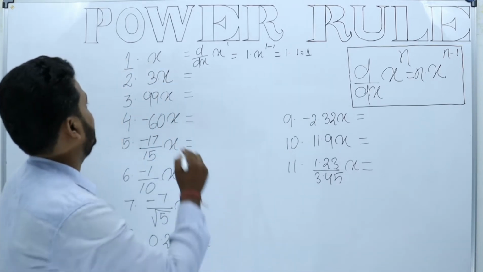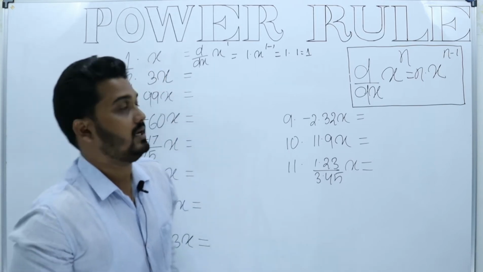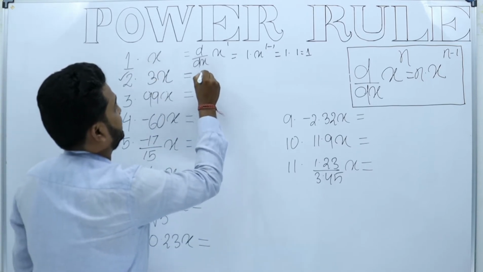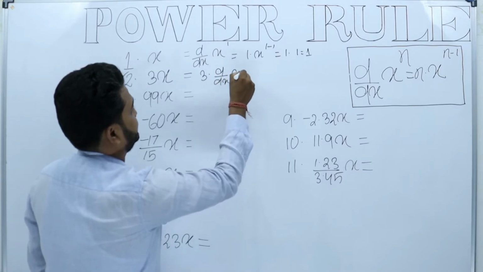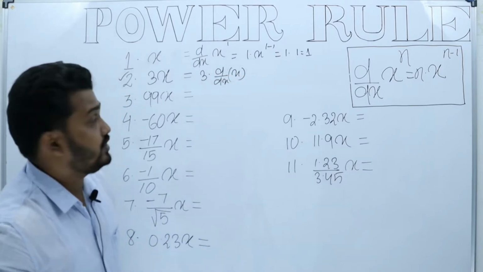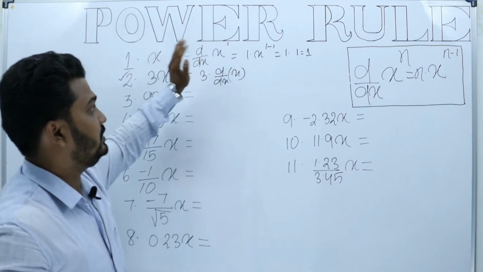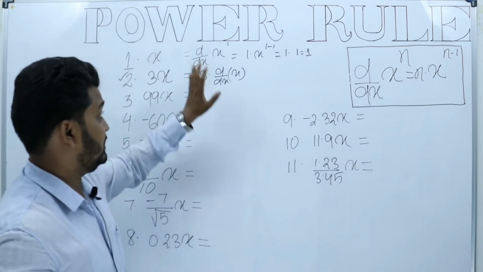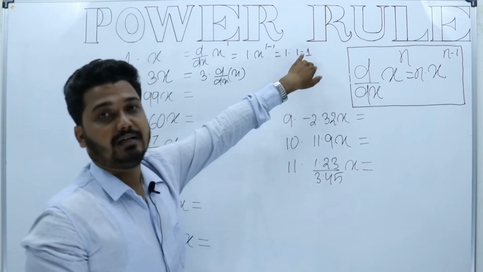Now move to the next question, find the derivative of 3x. As you can see here, 3 is a constant, so I am writing 3 outside and the derivative of x. Just now we calculated, wherever it is asked the derivative of x, without doing anything, simply we can write the answer is 1. In the place of d by dx of x, we can write 1.